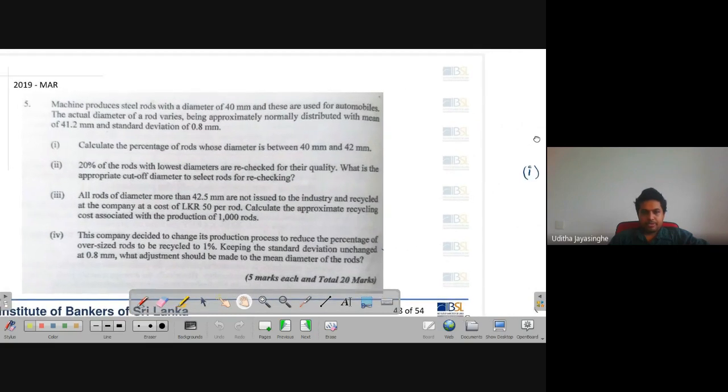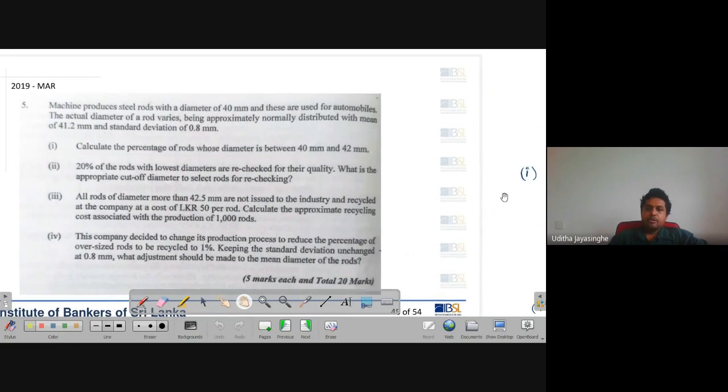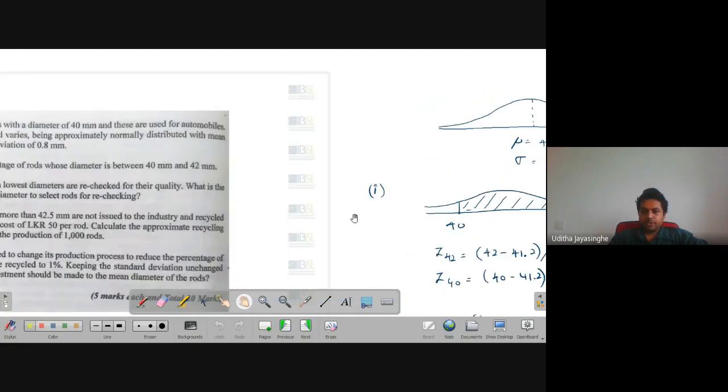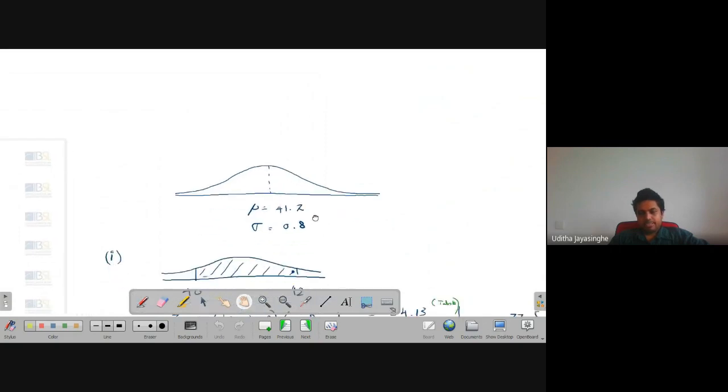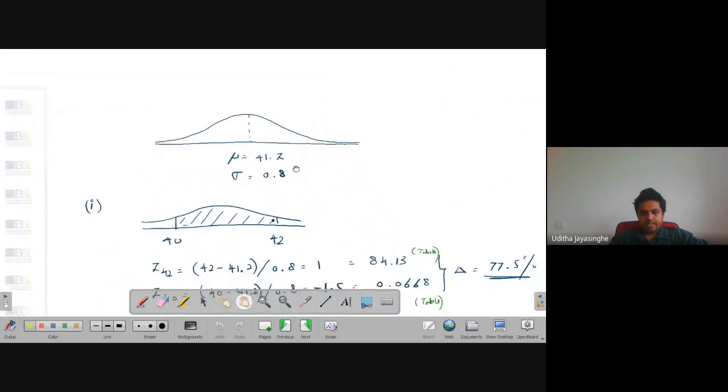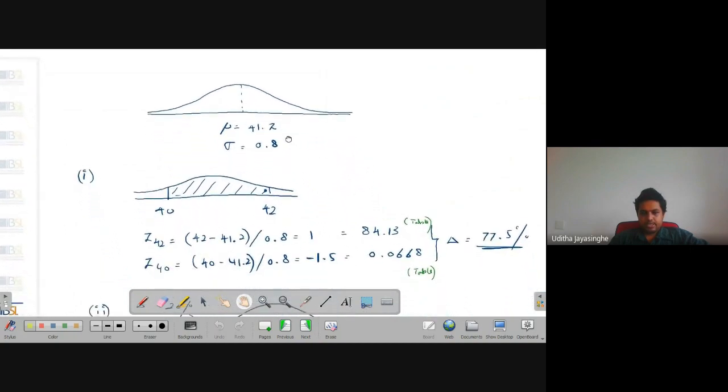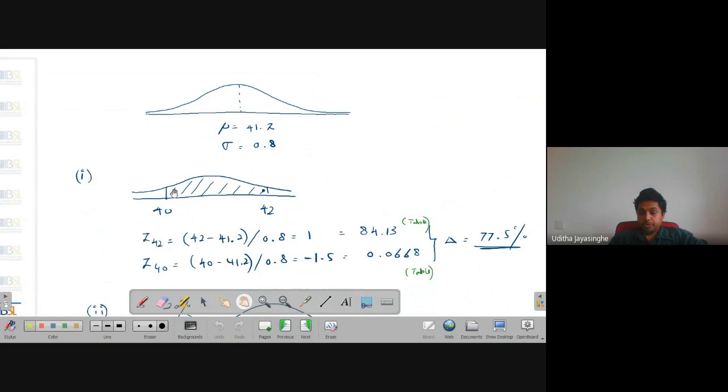First question we will try to resolve first. Calculate the percentage of rods whose diameter is between 40 to 42. First part, I invite you always to do this. Do the simple diagram. Mu is 41.2, standard deviation is 0.8. This is the expectation. They want the range between 40 and 42. Easy.